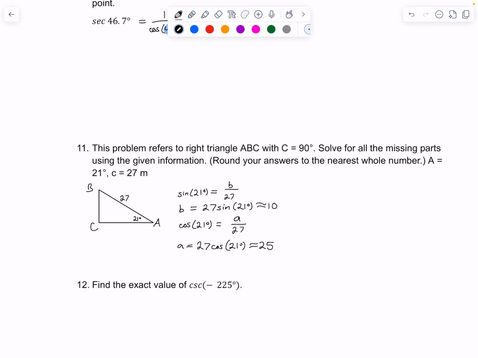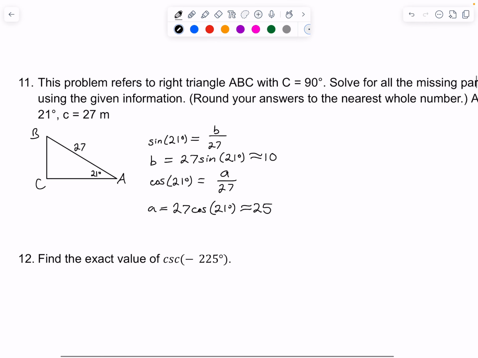It does say to solve for all the missing parts, which means I need to find the missing angles. So for angle B, there's a lot of things I can use. I'm probably going to go with something like sine again. So sine of B is the, did I do that wrong? Hang on. This is A and this is B. I think I have these backwards. I do have these backwards. This is A, this is B. That should fix it. Yeah. I should have labeled my triangle. That's why I made that mistake.